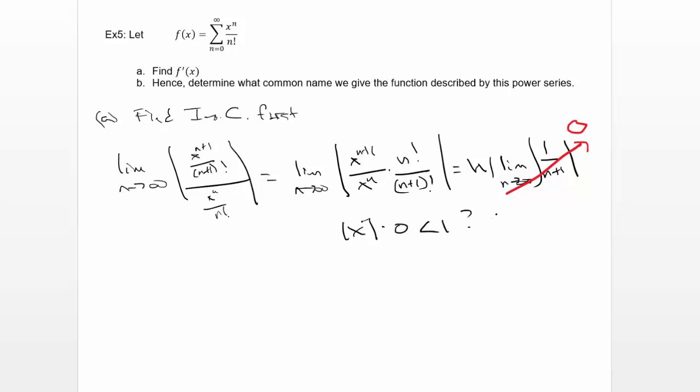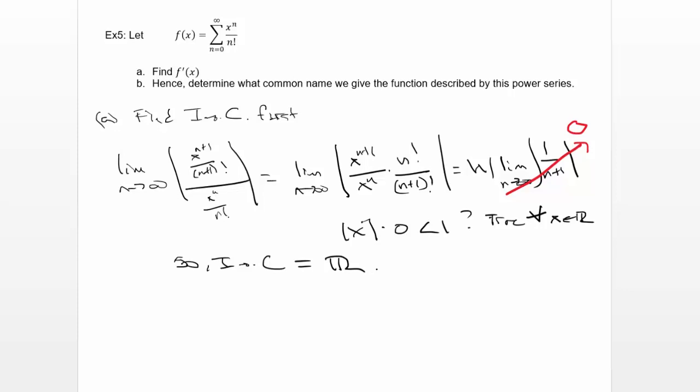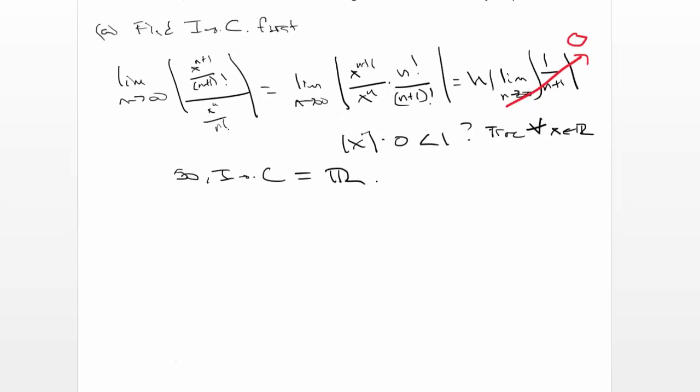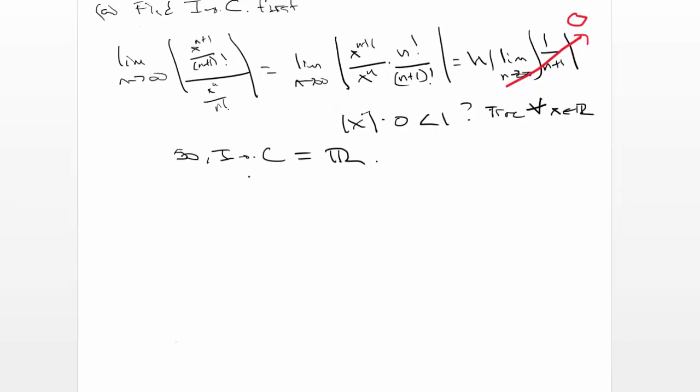This is true for all real numbers, meaning the interval of convergence. So the interval of convergence is the entire real line, or any real number. This is really good because this means that this function, and therefore its derivative, are defined for every possible x.